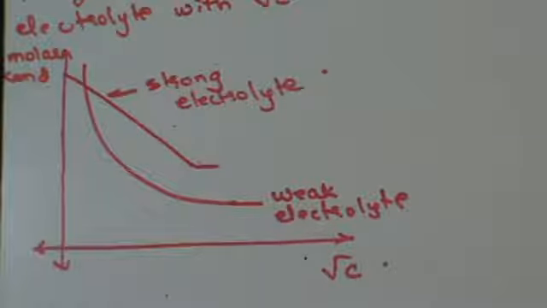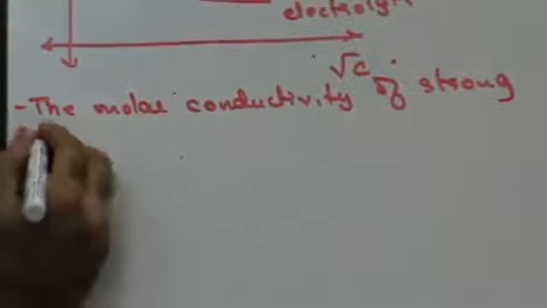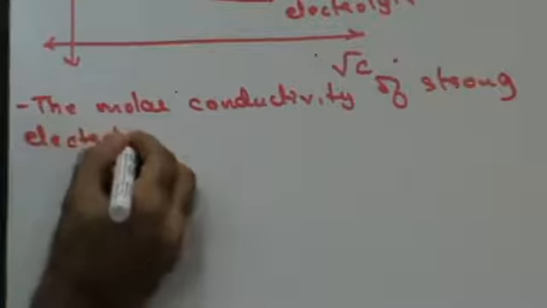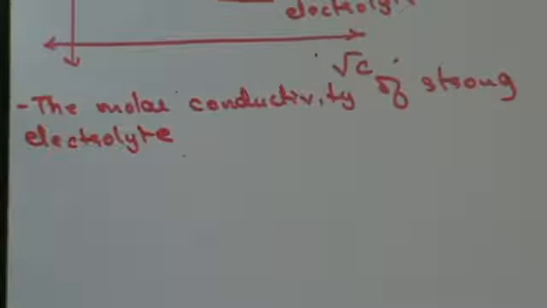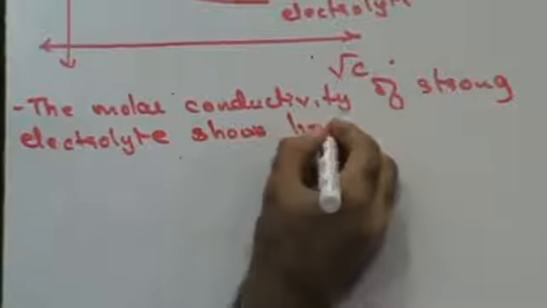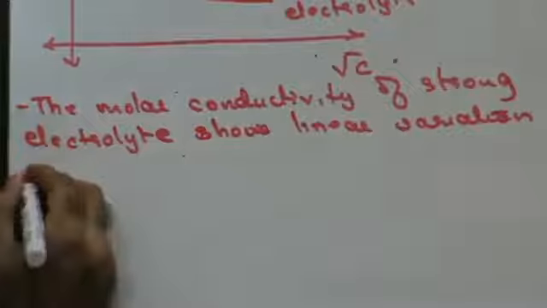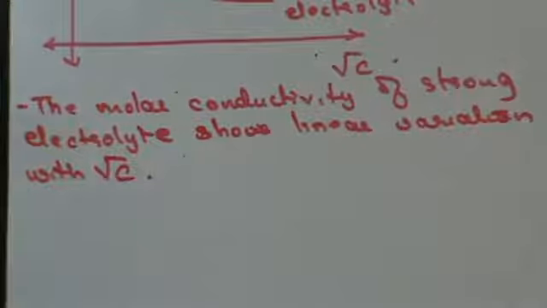Now, at infinite dilution, that means it has been diluted to an extent where further dilution is not possible. Further dilution does not increase the molar conductivity. Ions are already dissociated and ionized to the extent they could have been, hence they would not interact with each other. I can say that the molar conductivity of a strong electrolyte shows linear variation with square root of concentration. Very simple. Now let's come to weak electrolytes.